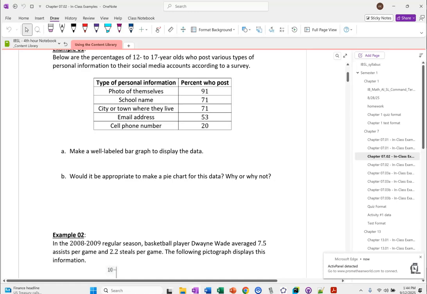Particularly here where the x-axis is just going to be types of personal information, right? It's going to be words. Would it be appropriate to make a pie chart for this? What do you guys think? No, why not? Yeah, so again, these are percentages of people who post. There's a lot of overlap. Many individuals probably would be included in more than one category. Not really a good way to pie chart this, right?